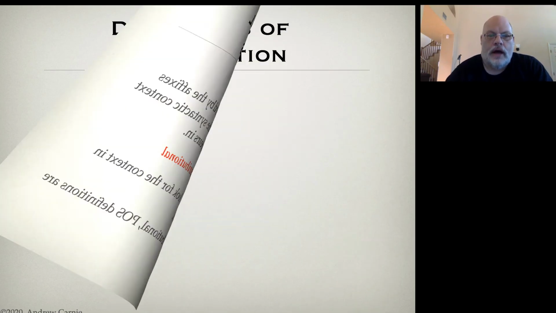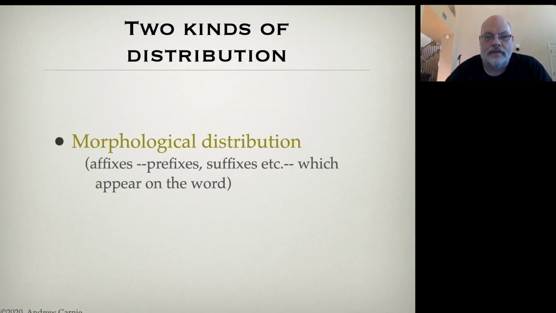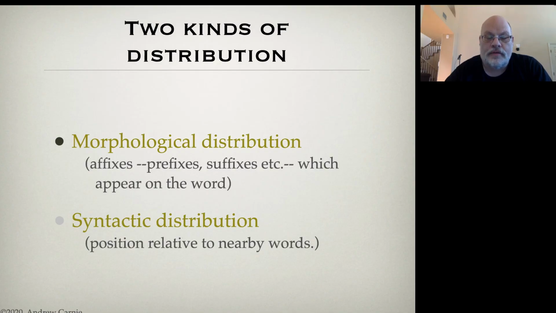Okay, so we really have two kinds of distribution we've looked at. I've hinted at this before. There's morphological distribution, which refers to what the affixes on the word are, and there's syntactic distribution, which is the position of the word relative to nearby words.